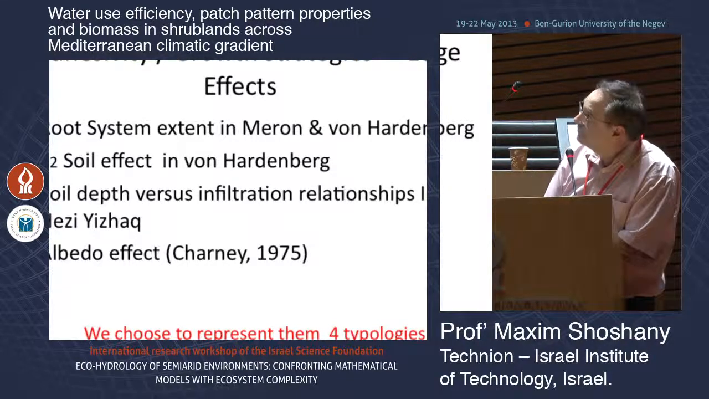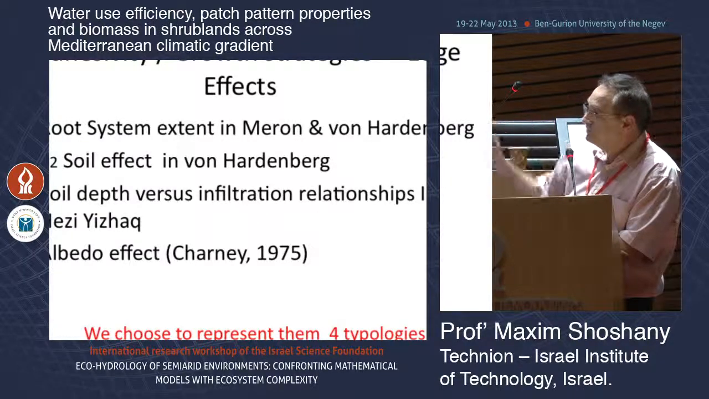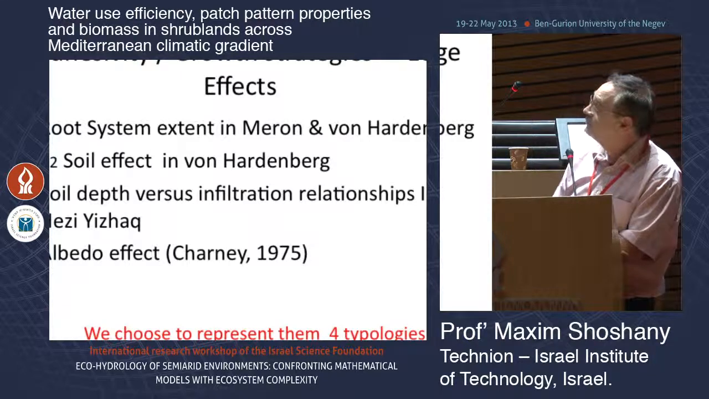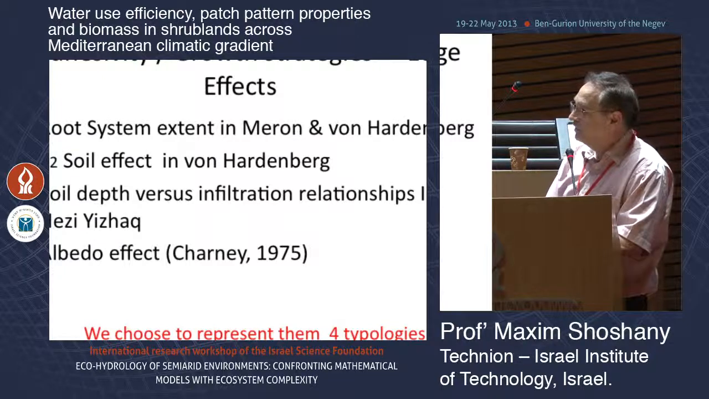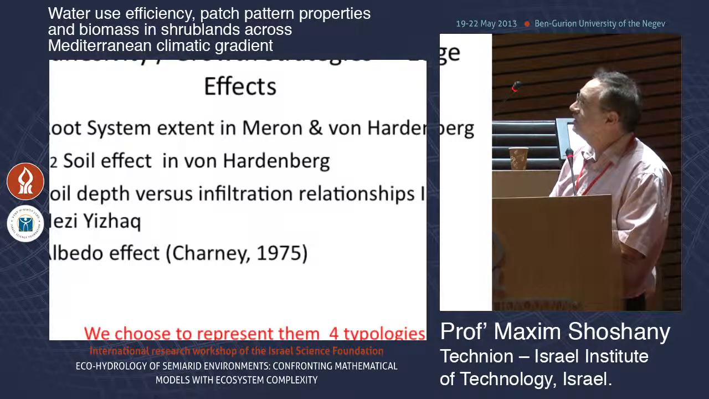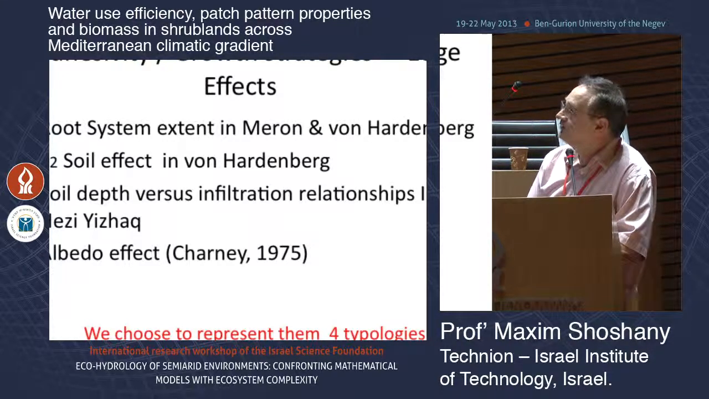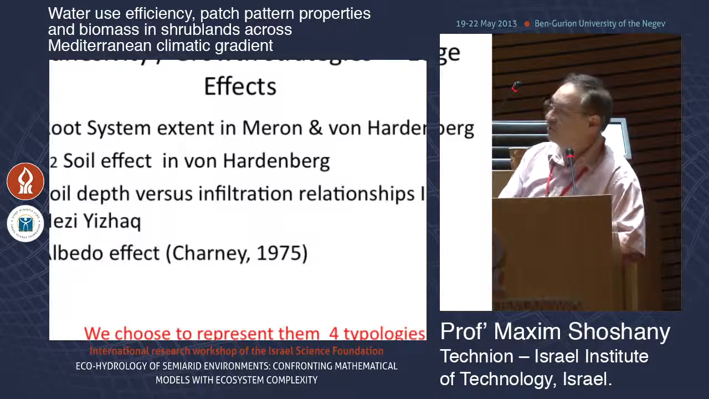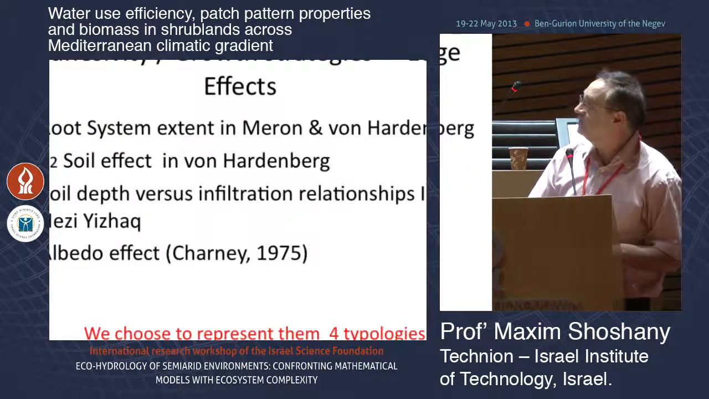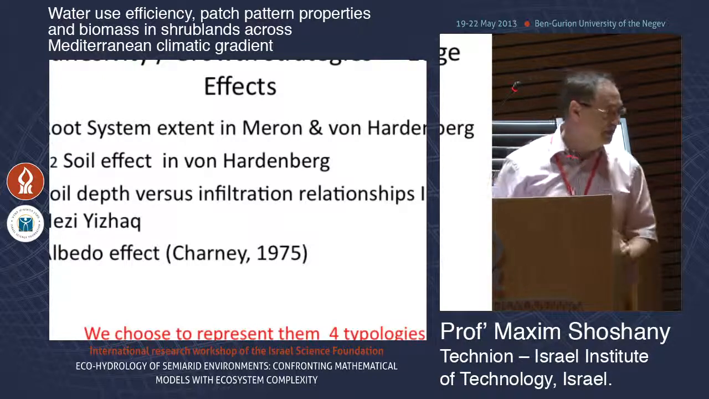The S2 soil effect in von Hardenberg's presentation today, you had shown 4 different sizes, and I think that relates to the autocorrelation relating to the size of the patch or the size of the representation of the edge pattern. We have the soil depth versus infiltration relationships, which Chezi Itzhak had shown us. And we have also the albedo effect from Charney, 1975. So all of them are somehow represented by the edge effect.